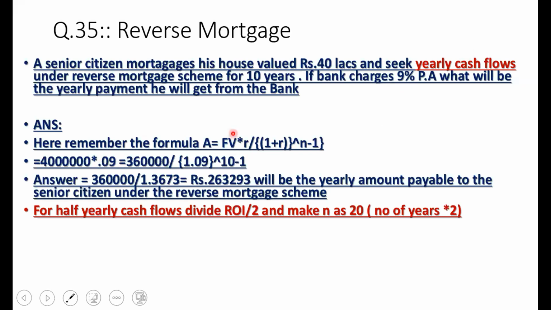The formula is FV into R within bracket, 1 plus R, 1.09 to the power what? How many years? 10 years, to the power 10. Easily can calculate, no need for 120. It's very simple, 10 minus 1. This is the formula. So 1.09 to the power 10 is 2.36, minus 1 means 1.3673.